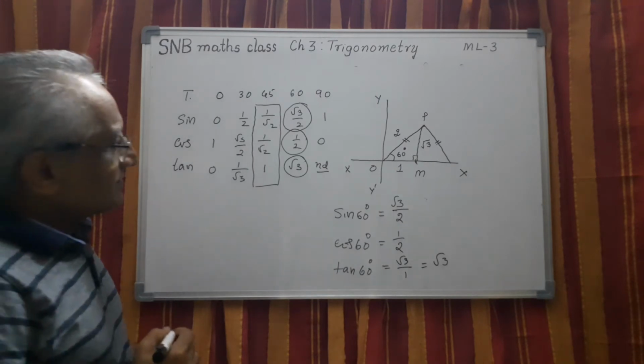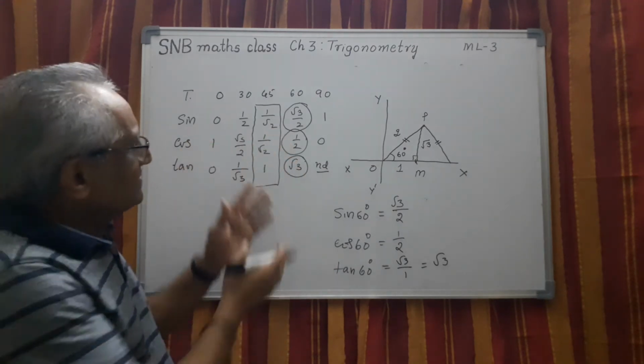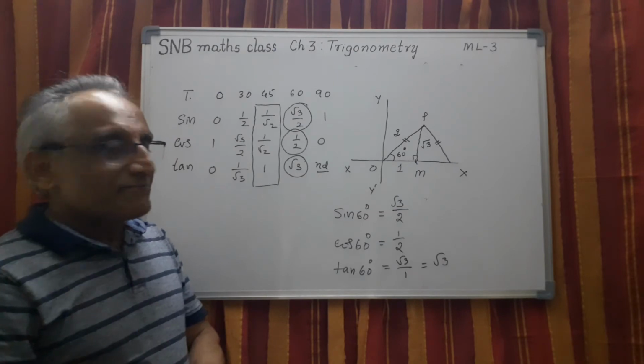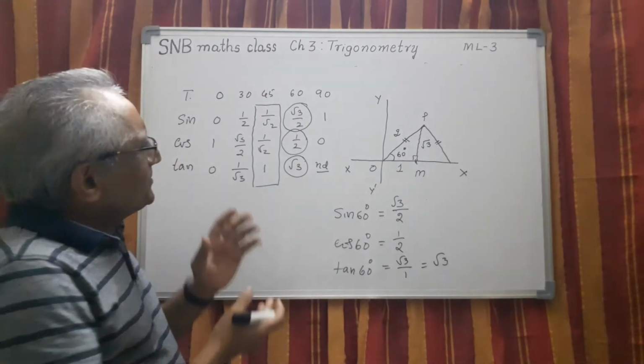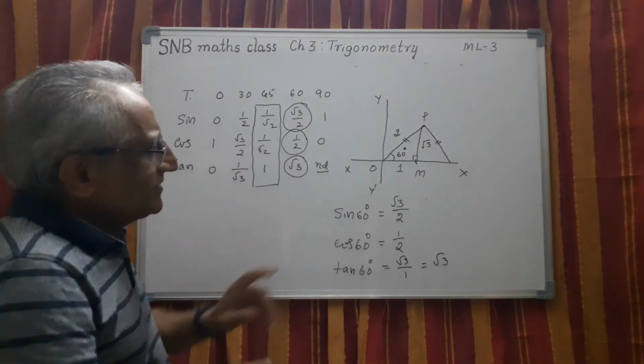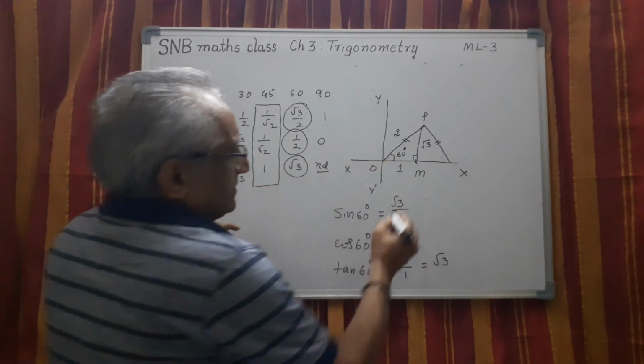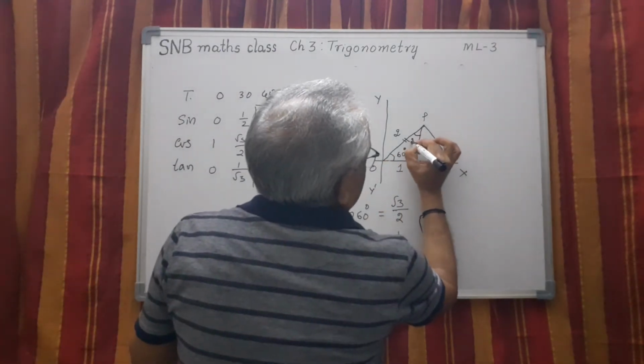Now you may ask me, sir, it's okay, fine. 45 degree I have done, 60 degree I have done. How to do 30 degree? You need not do one more diagram. Look here, if it is 60 degree, what about this angle? This is 30.